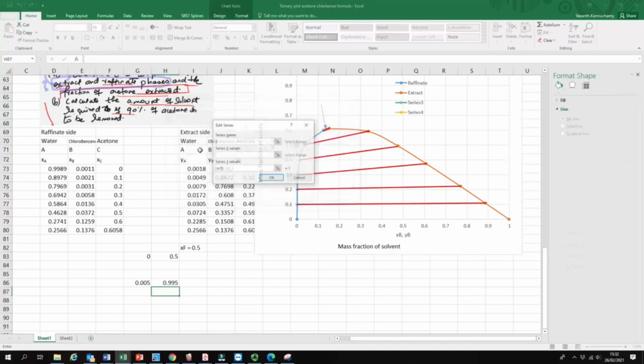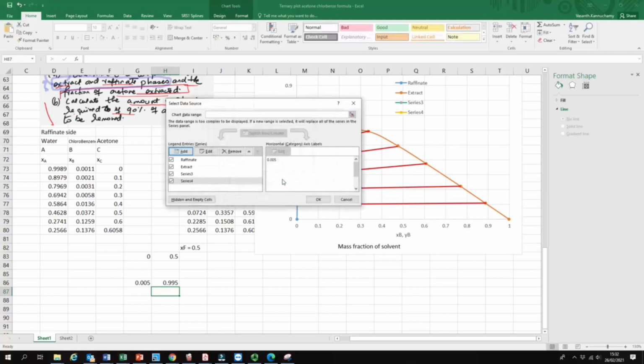Select data, add x as our 0.005. So 0.005 means your solvent is not pure. It contains this very tiny amount of acetone. So that's the meaning of that. And 0.995 is your solvent, in this case chlorobenzene.